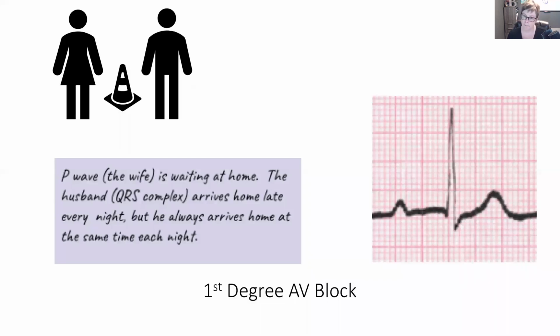In a first-degree block, when the wife gets home, she notices that the husband is delayed, and he gets home just a little bit later every night, but at the same time every night. So let's just say he used to come home at 6 p.m. Now he's coming home at 7 p.m. Every night he's that consistent 1 hour delayed, and she can count on that. She knows he's going to be home. It's just going to be a little late.